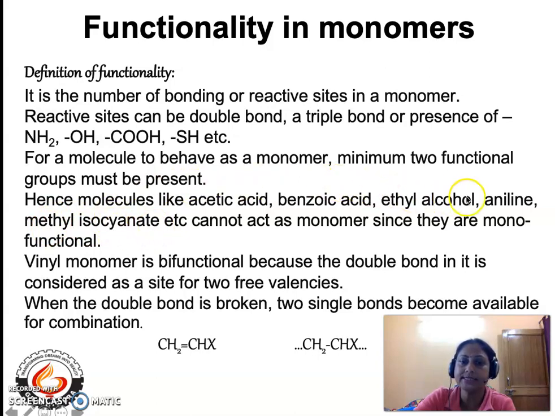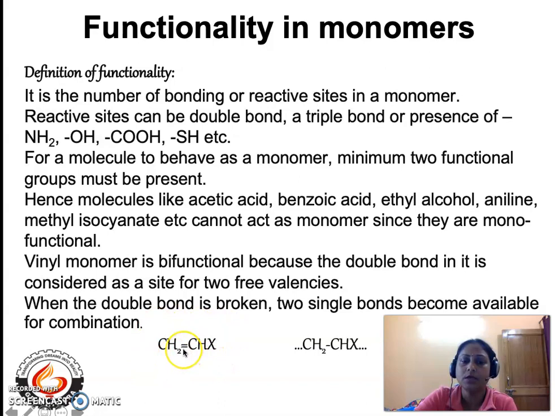So all these examples of molecules cannot behave as a monomer because of the presence of only one functional group. Now let us take the example of a vinyl monomer. Here you see this is a vinyl halide. Vinyl stands for CH2 double bond CH, and X stands for the halogen. Now because of the presence of a double bond, this vinyl halide will behave as a monomer.